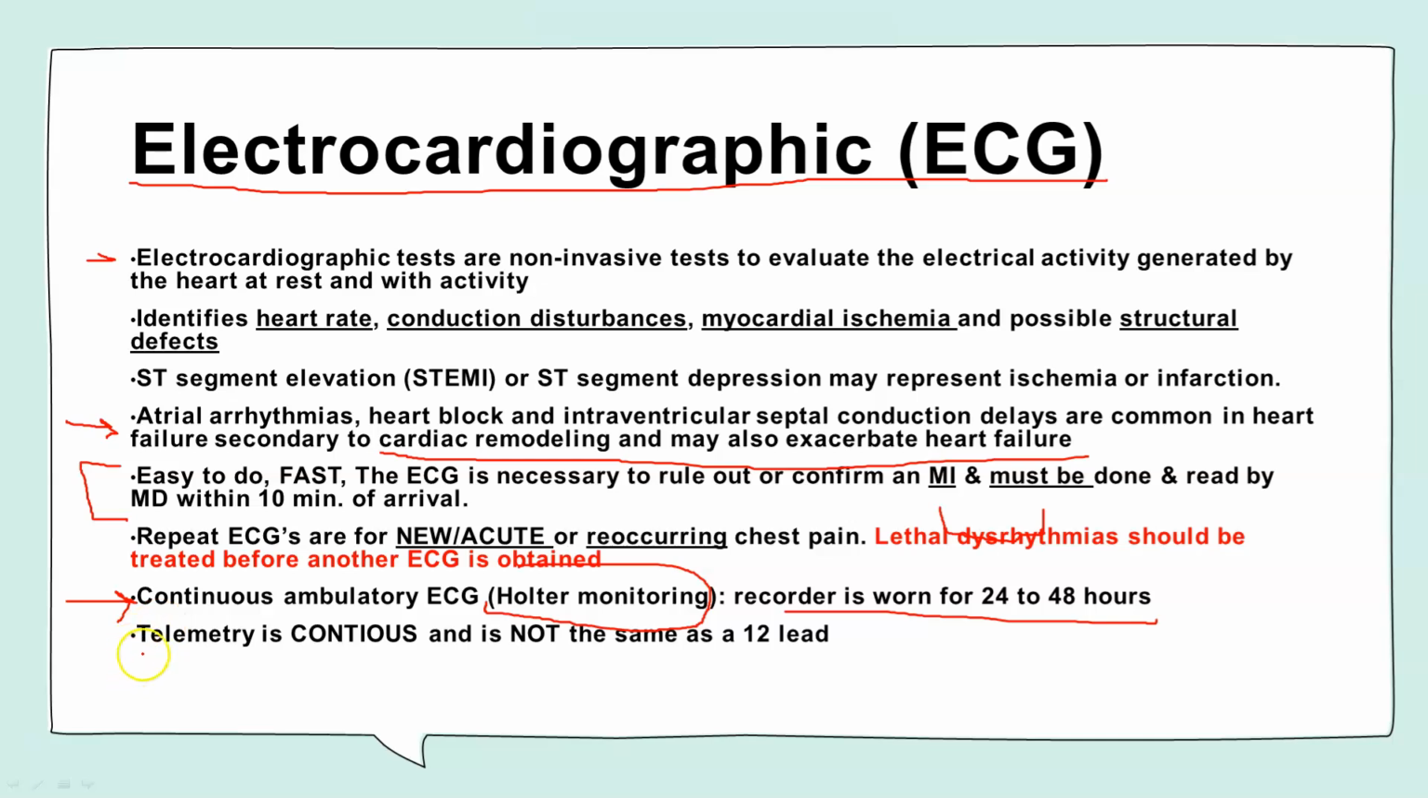Again, this is the biggest thing that my students get stuck with. Telemetry is continuous and is not the same as a 12 lead. A 12 lead is a one-time view. If I took my 12 lead at 12 o'clock, it's only for 12 o'clock. However, the client can probably be on telemetry, in which case if I wanted to see updates or changes, I could look at their telemetry monitor.